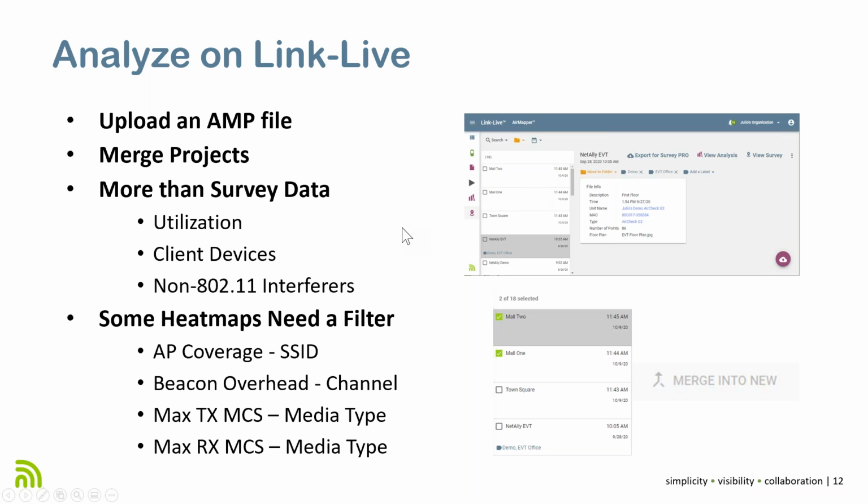Let's say that you have this big site and, hey, it takes you multiple days to complete the project. So you divide that site survey into, let's say, 4 different projects, and you save them separately and upload them into Link Live, and they'll all show up as separate projects, 1, 2, 3, 4. Well, instead of having to analyze them separately, you do have the option of merging those projects.